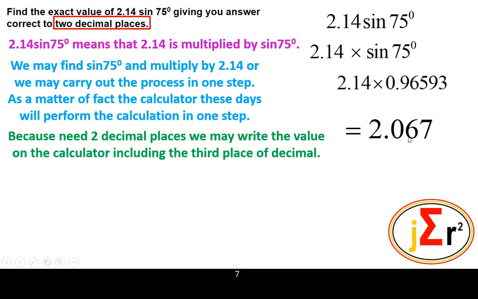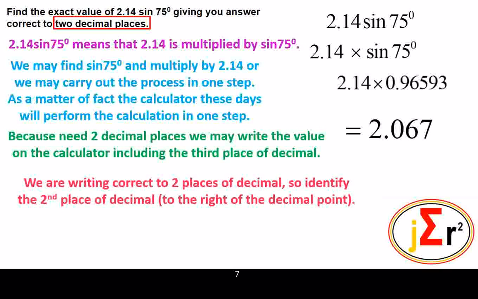The result is 2.067, and of course we will have quite a few other decimal places following. But because we are required to write it correct to 2 decimal places, we include the 3rd place of decimal, because while writing the number correct to 2 decimal places, we will also need to consult the 3rd place of decimal. Therefore, we are writing the answer that we get right here, inclusive of the 3rd place of decimal.